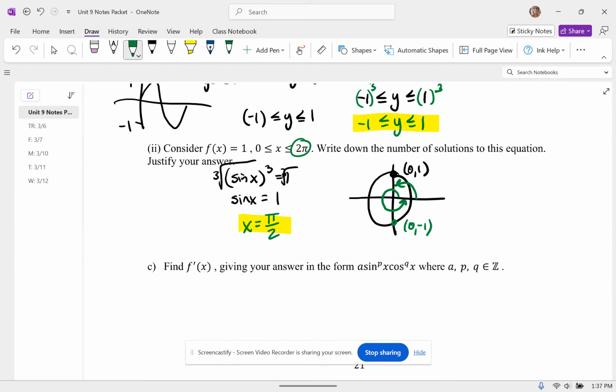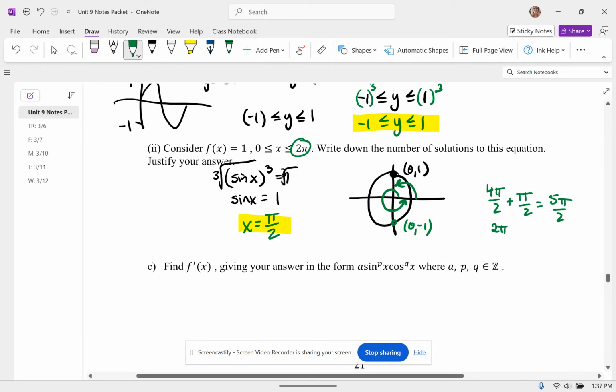Well, 5 pi over 2, 4 pi divided by 2. It's just one rotation. We're just going around one time. We only hit positive 1 one time. 4 pi over 2 is 2 pi. So this is 2 pi, isn't it? You were thinking it was in the third quadrant? There's no negative 1 there.